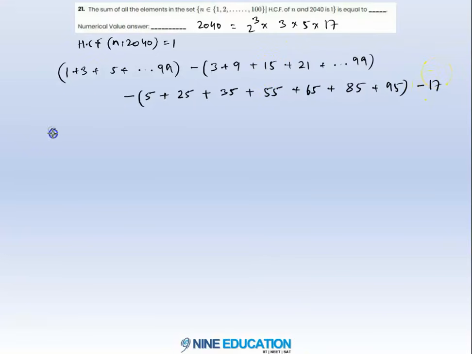If you solve this 1 plus 3 plus 5 with the help of sum of AP, you will be getting this as 2500. Similarly 3, 9, 15, 21, this is also an AP with common difference 6. If you solve that summation, you will be getting 867. And if you solve this addition of all multiples of 5, this is 365, and then minus 17, you will be getting the final answer as 1251.